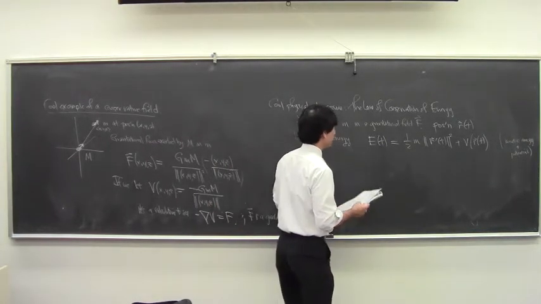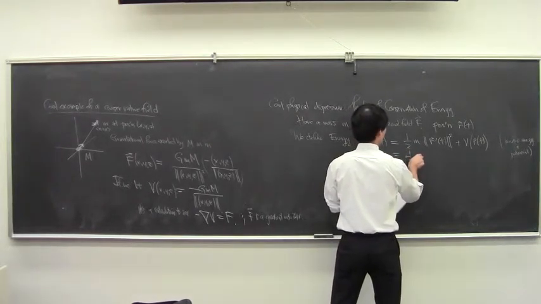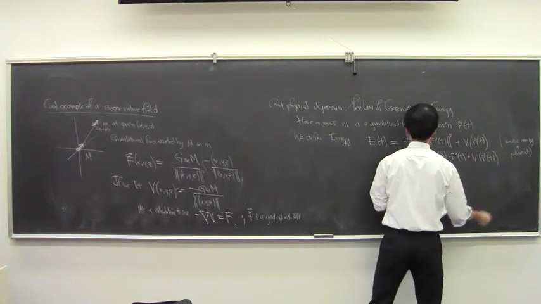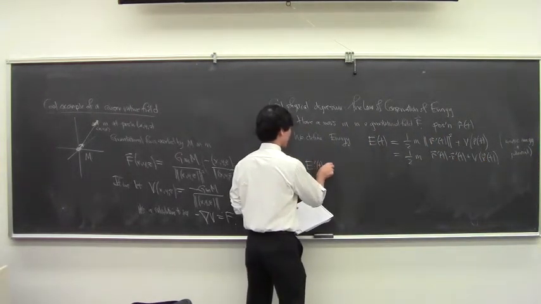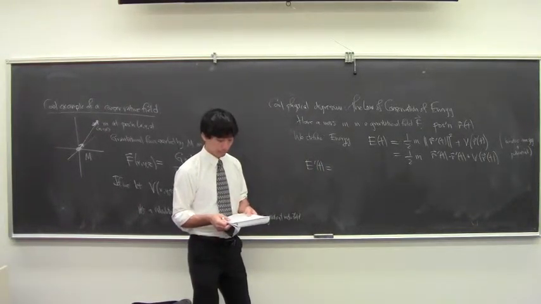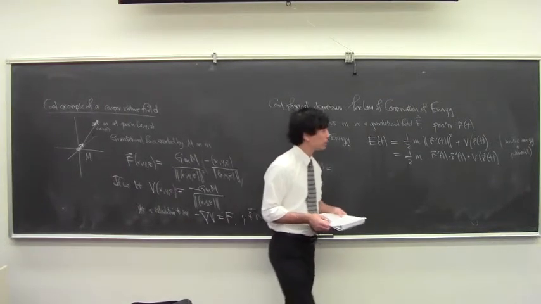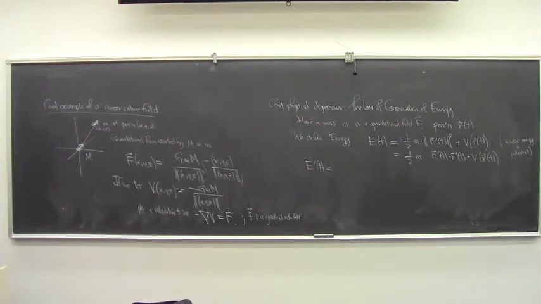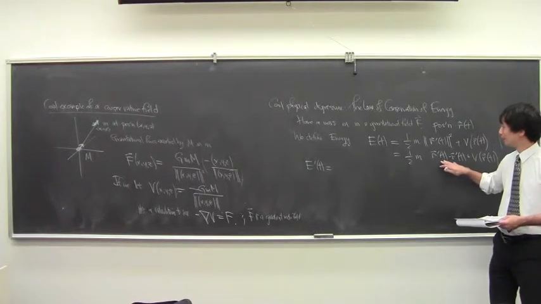Let me write it in a slightly different form: 1/2 m r prime t dot r prime t plus the potential. Now let's take the derivative. What happens when we differentiate this first part? You should be able to just tell me. What's the derivative of the product?